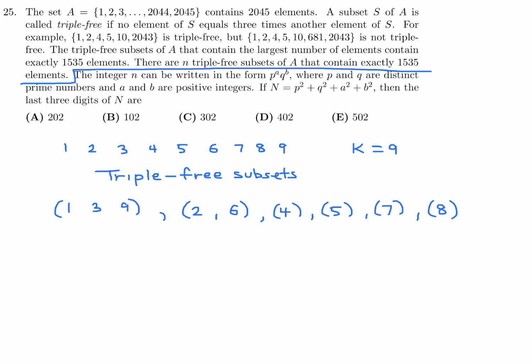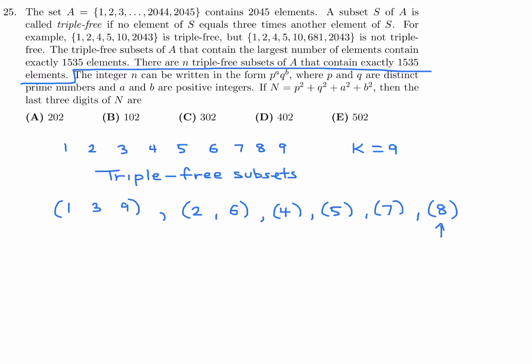Now, to make a triple free subset, I have to choose one or more from each of these groups. I have to choose the max, because the key here is the largest number of elements. I have to make the subsets have the maximum amount, so I have to choose the maximum from each subset.